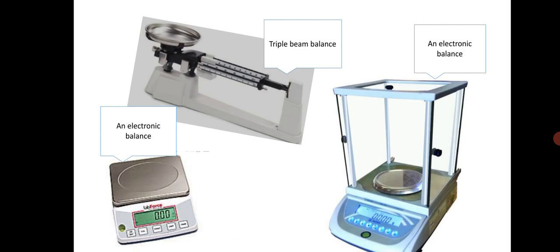And the second one is an electronic balance. Electronic balances are being used more and more in laboratories. Once the balance has been set to 0, the object to be weighed is placed in the pan. Then its mass comes up quickly and accurately on a digital screen.